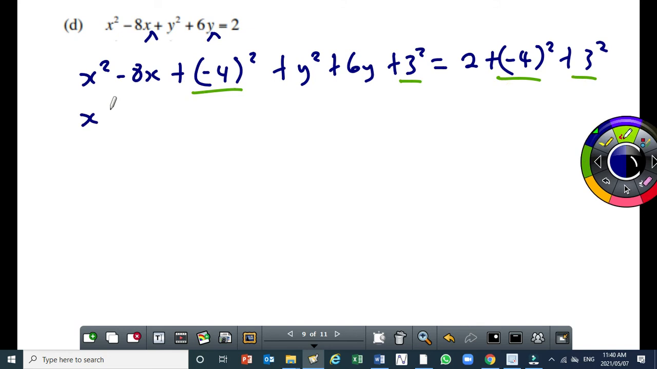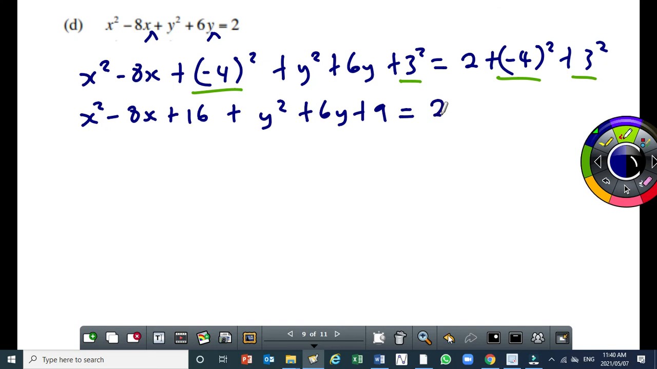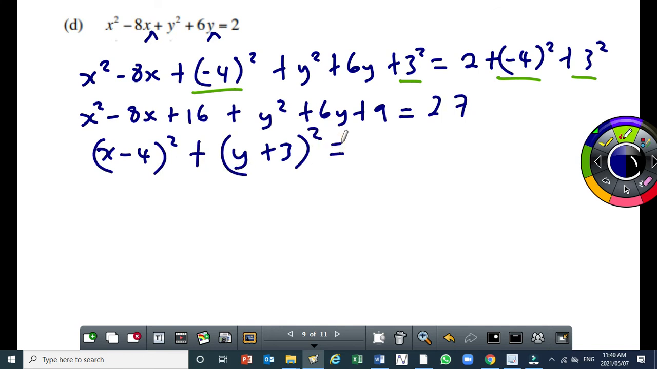Then we have our two trinomials, one in terms of x and the other in terms of y. So that will be plus 16, plus y squared plus 6y plus 9, equal to 2. Okay, let me just get the sum. So it's 2 plus 16, which is 18. 18 plus 9 will give you 27. Then when we factorize this, it will be (x minus 4) squared plus (y plus 3) squared is equal to 27.